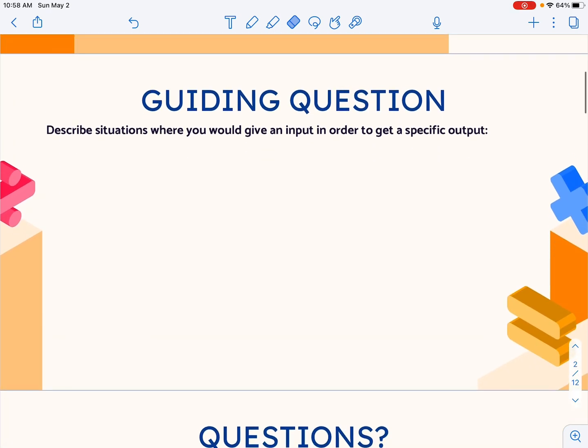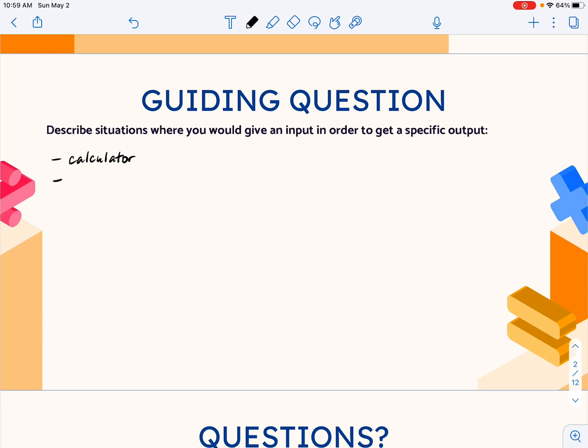Now, talking about input-output tables, you may have discussed this question in class already. So you were asked to think about situations where you would give an input in order to get a specific output. So one example could be when you're using a calculator. You don't have to write this part down yet, but just getting you to think about a situation. So if you think about a calculator, you input certain numbers and operations in order to get the answer in a calculator, which is the output.